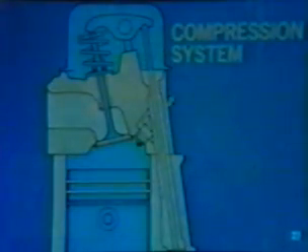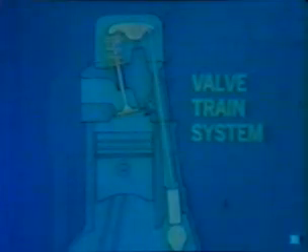The compression system includes the parts that seal the combustion chamber and transmit power and motion of the piston. The valve train is the system that opens and closes the intake and exhaust valves at the proper times in the combustion cycle.